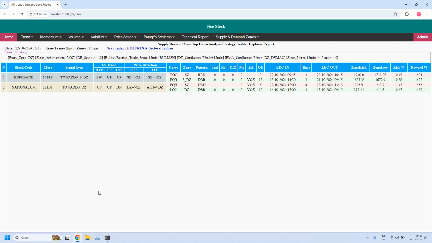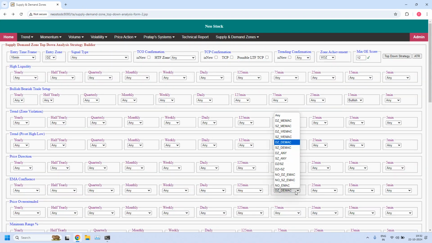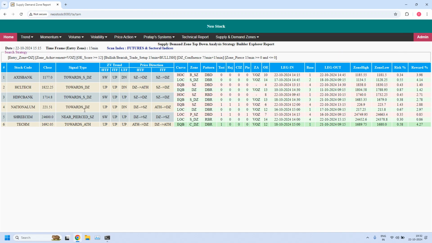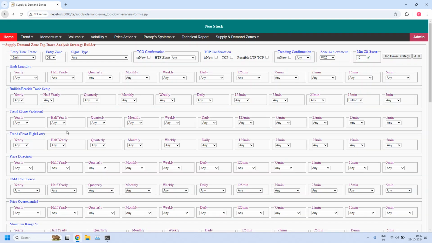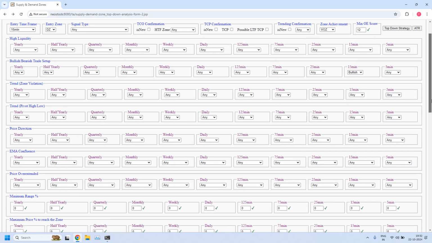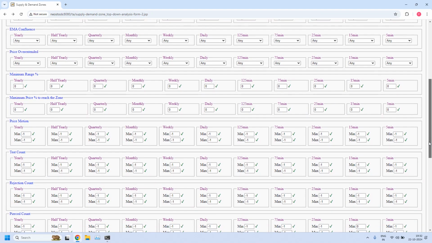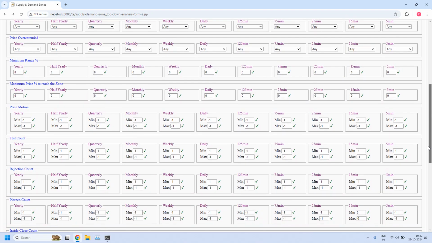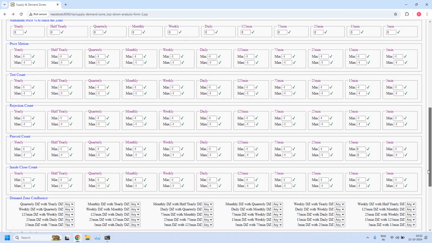Okay, next let us look for LTF, ITF, HTF confluence. Without EMA filter, earlier I removed the EMA filter. Earlier we got 6 stocks. In these 6, how many are having HTF confluence? All these 6 are ITF confluence. Now we need to look for even HTF confluence.